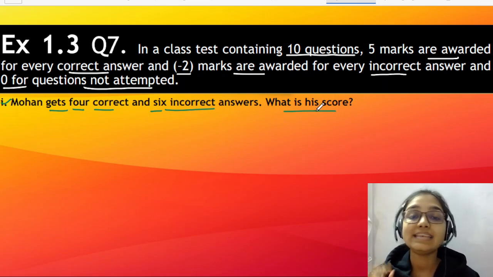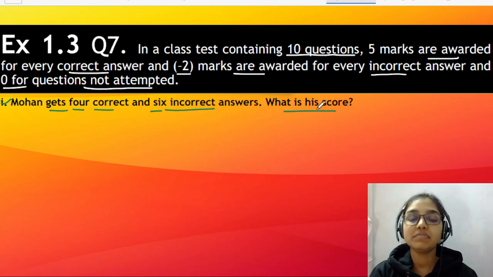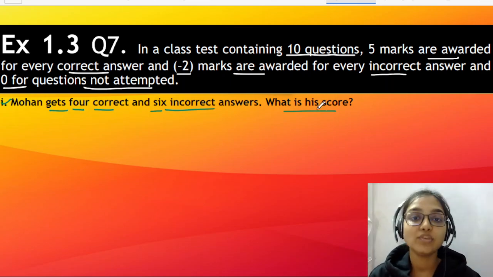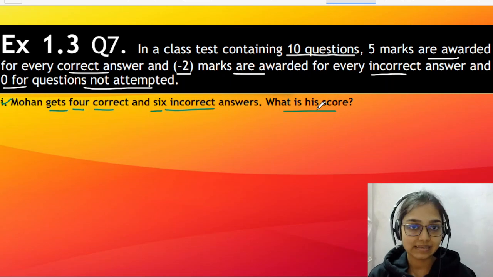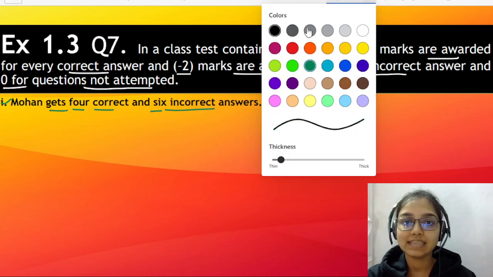Now we need to find his total score. And how are we going to find this total score? First we will find the marks that are going to be awarded to Mohan for giving correct answers, and then we will find the marks for incorrect answers, and then we will find the total, right? So let's write the solution.